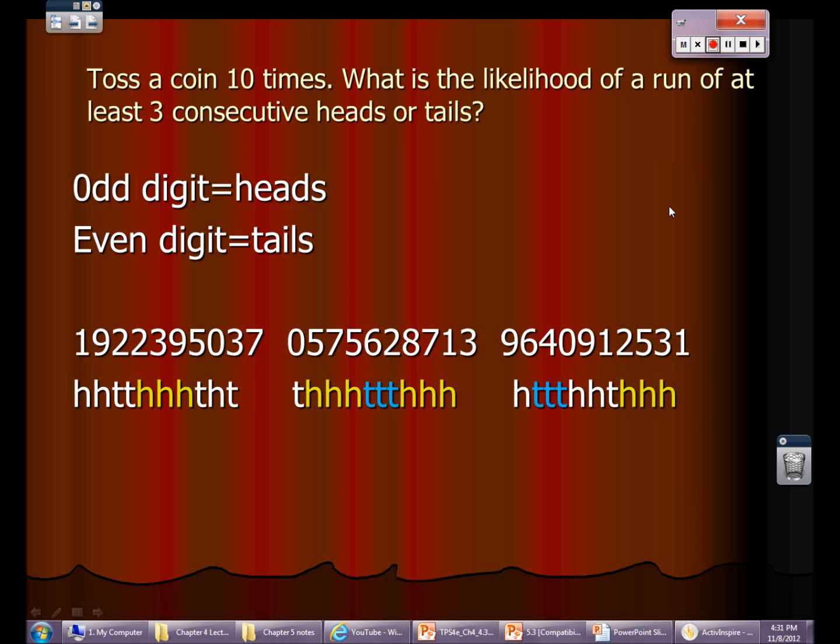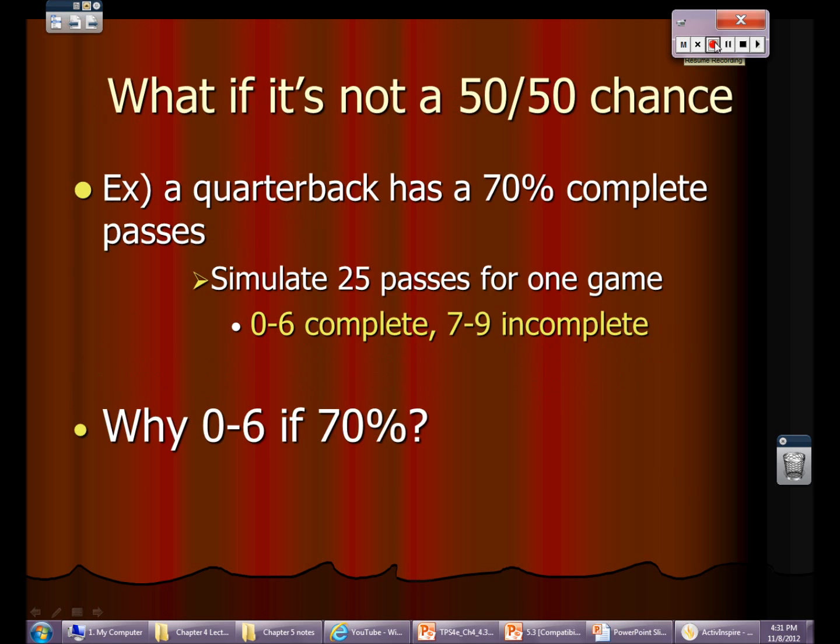If I perform this for say 25 more repetitions, or sections of 10 numbers, and let's say, for argument's sake, I got 3 heads or 3 tails in a row 23 out of 25 times, I would have an estimated probability of 0.92. Now, of course, I would need to do this thousands of times to get close to the actual theoretical probability, which in fact happens to be 0.826.